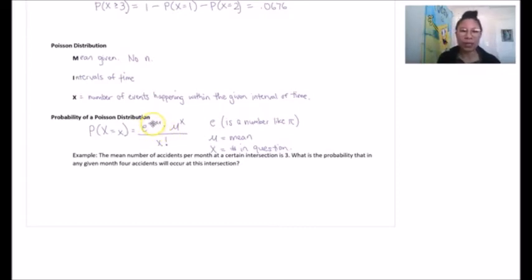So e is being raised to the negative mu power. So mu is going to be the mean that's given to you in the problem. So when you do this calculation, you're just looking for the e button in your calculator and then raise it to whatever exponent. Then you're going to multiply that by the mean number raised to the x power. So the x is like whatever number they're asking about in the question, divided by x factorial. So it's been a chapter. But remember, factorial is like where you're multiplying all the numbers below it. So like if x is 4 or something, then you would multiply 4 times 3 times 2 times 1. Okay.